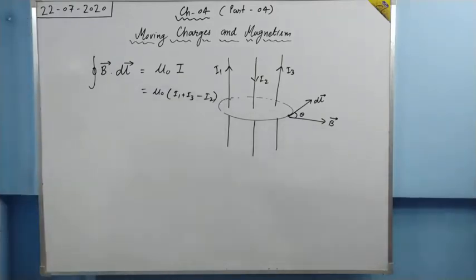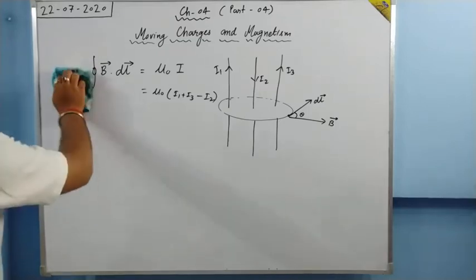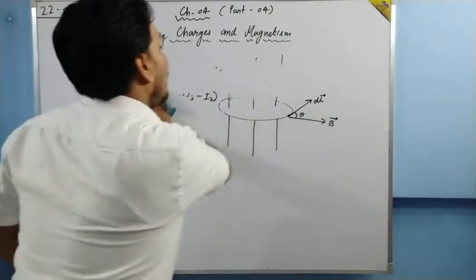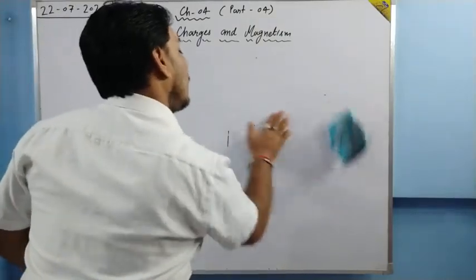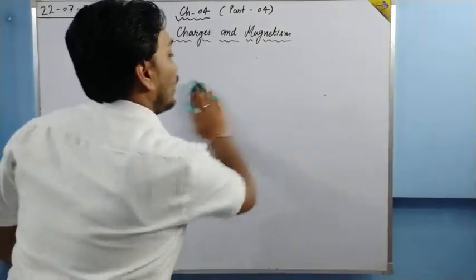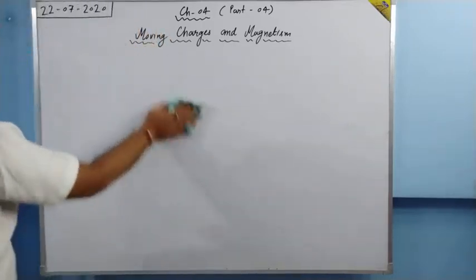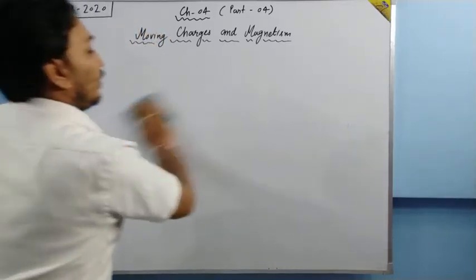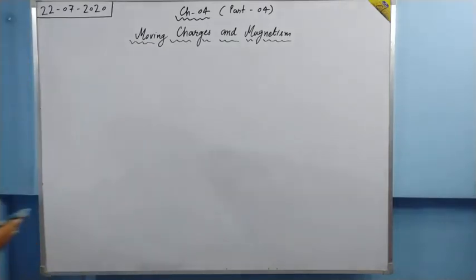Today we are going to do one application which was left, and after that we will move to the next part, which is force on a moving charge moving inside a magnetic field. Okay, these are the things we have discussed. Now today we are going to discuss the one application that was left, and after that we will be moving towards the force part.